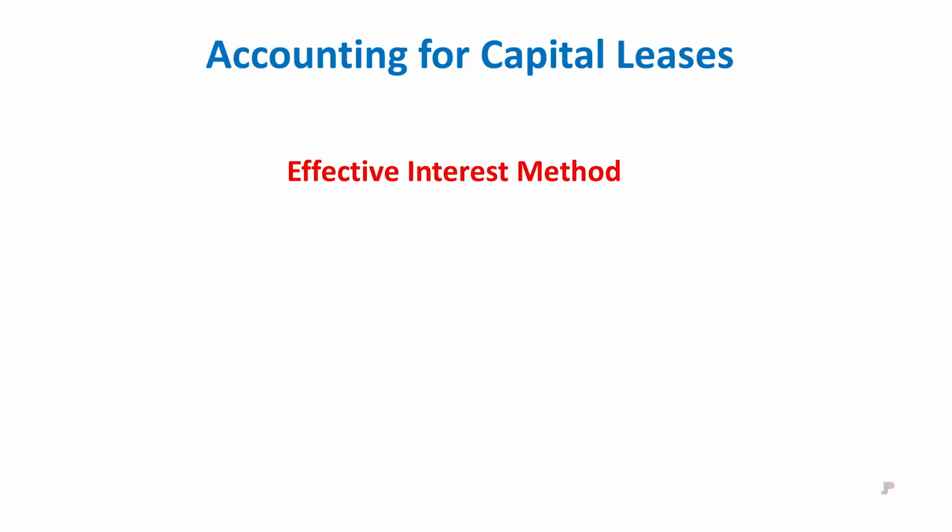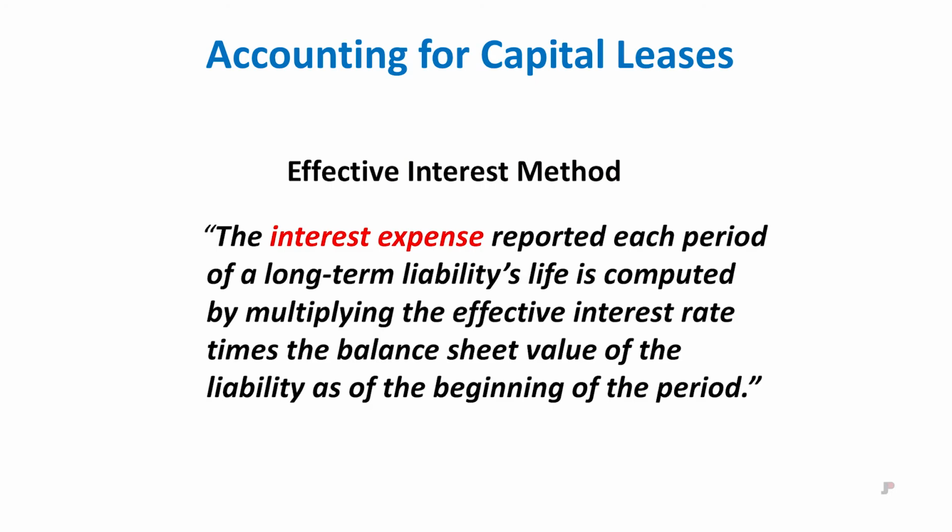Similar to bonds, as we discussed in video 41, the effective interest method is used to account for capital lease liabilities. It states that interest expense on the lease liability is computed each year by multiplying the effective interest rate on the liability times the balance sheet value of the liability or note payable as of the beginning of the period. Now to the illustration.